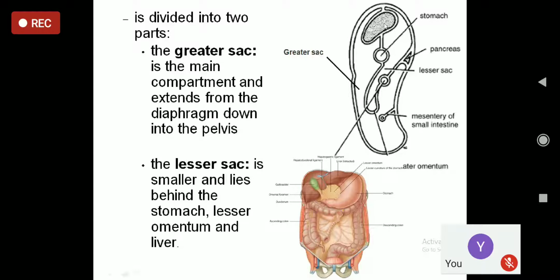Just behind the liver, lesser omentum and the stomach, here we can see a small cavity that is known as the lesser sac. So the total peritoneal cavity is divided into the greater sac, the larger one, and the smaller one, the lesser sac. The greater sac is in front, and just behind the stomach and the liver is the lesser sac. The lesser sac provides the space for the distension of the stomach when it is full.